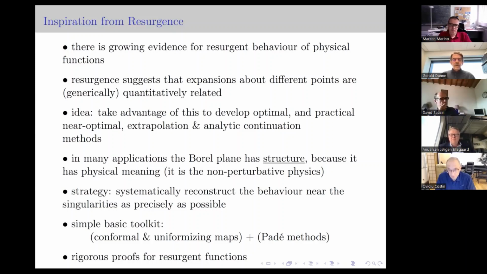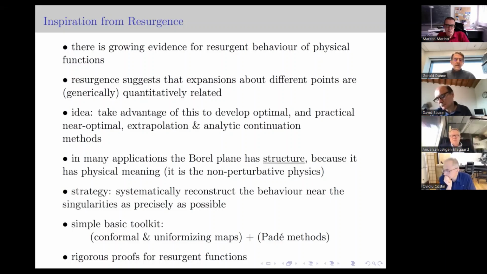So the strategy is going to be to try and nail down this Borel plane singularity structure as precisely as possible. And if that's possible, then this enables a much more precise analytic continuation back in the physical variable. And the basic toolkit is extremely simple, actually. It's conformal maps, uniformizing maps, and methods within the Pade class, Pade and variations on Pade.